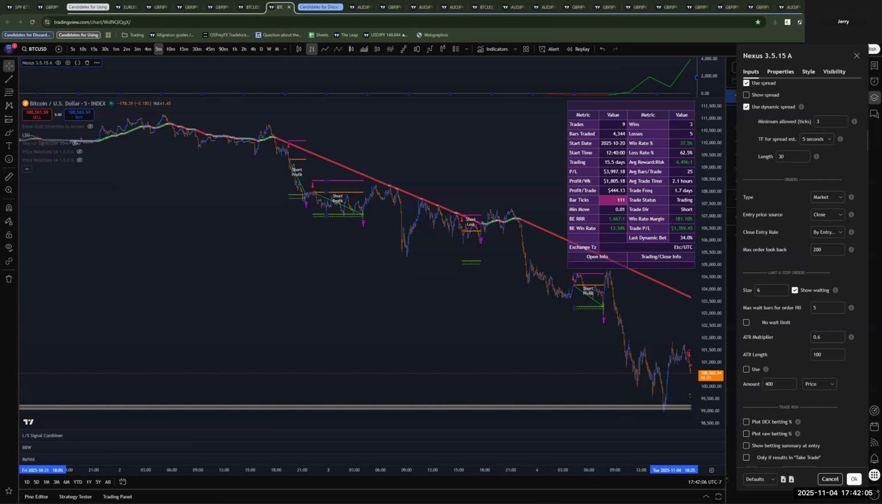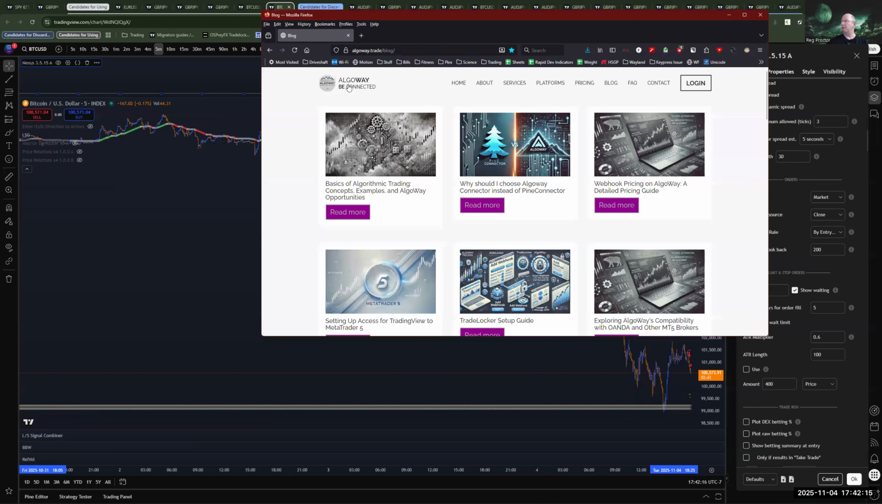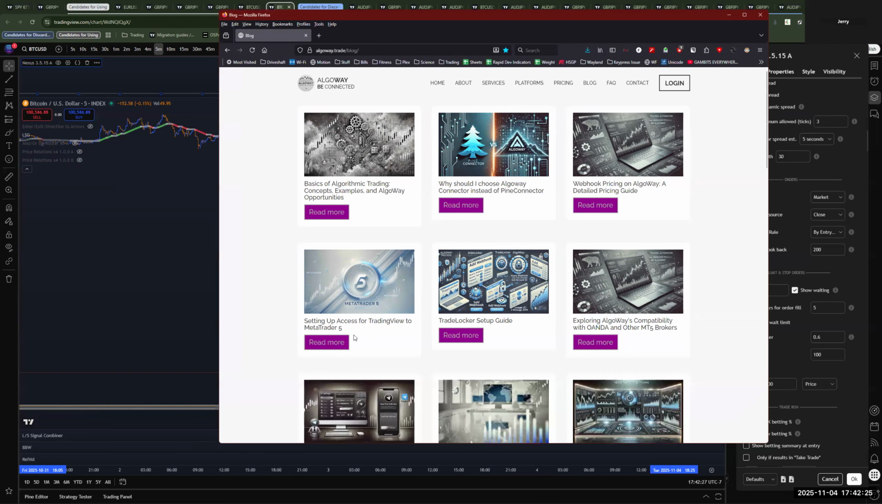And the one I came up with, and I'm just trying to find it, blog, is these guys. I'm going to try and go through Algo Way, which seems to connect. They're even able to handle high frequency trading for what I've been able to see, or at least that's their claim. They're running in the cloud, so unlike something like Pine Connector, which I don't think, or maybe they're running in the cloud now, but they didn't for a long time.